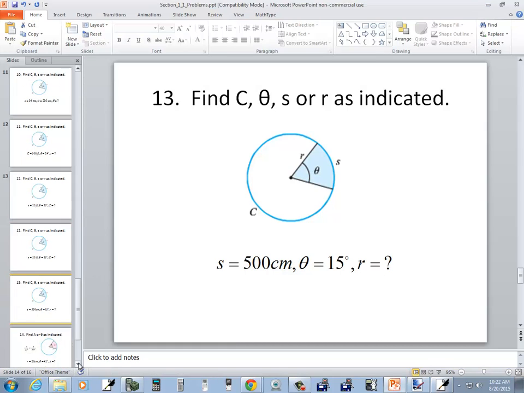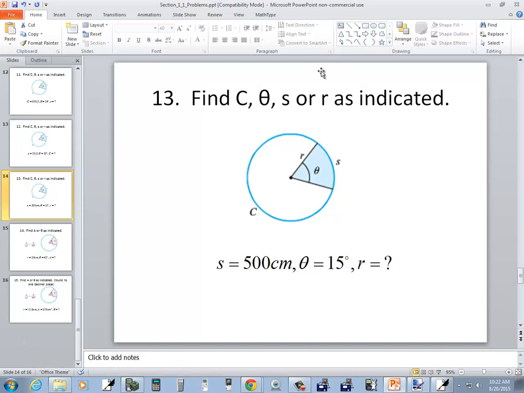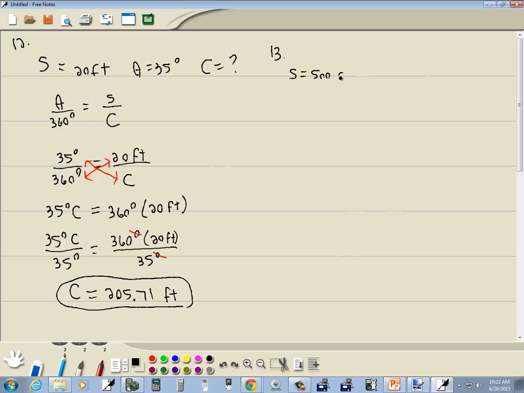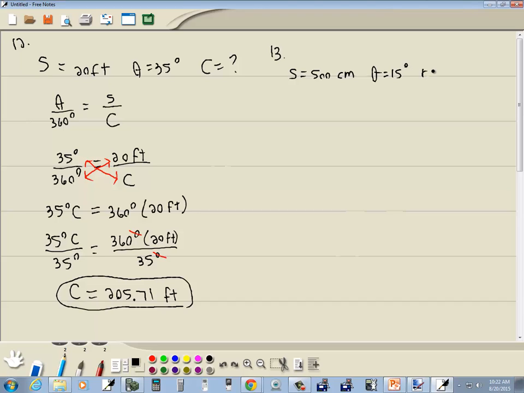Okay, so let's take a look at this one. We got S is equal to 500 centimeters. Theta is equal to 15 degrees. And we're wondering what R is. Well, we got our formula. Theta over 360 degrees is equal to S over C. So we got given S, we're given theta, we're given C. We want R.